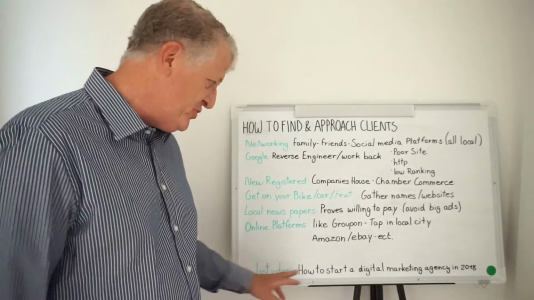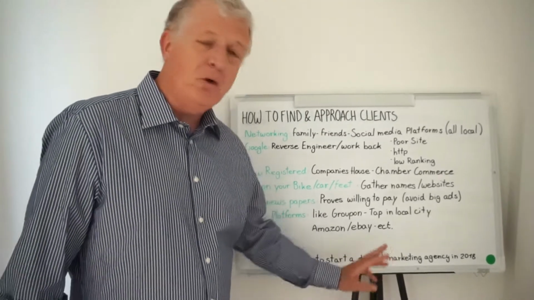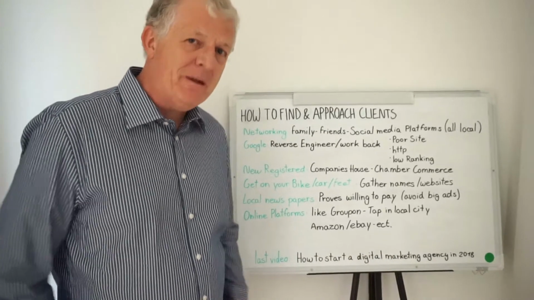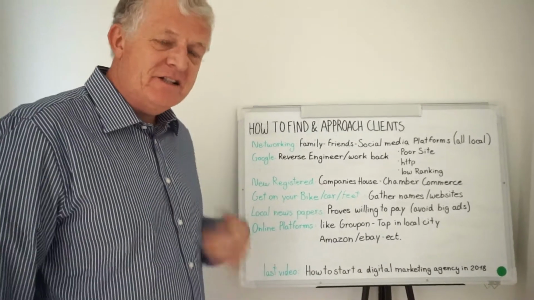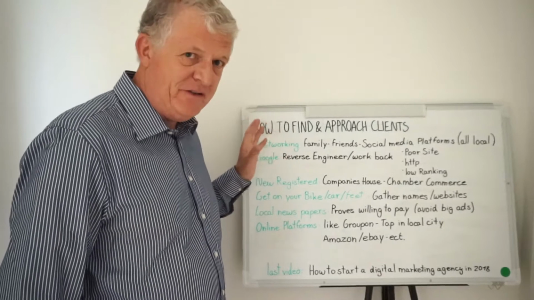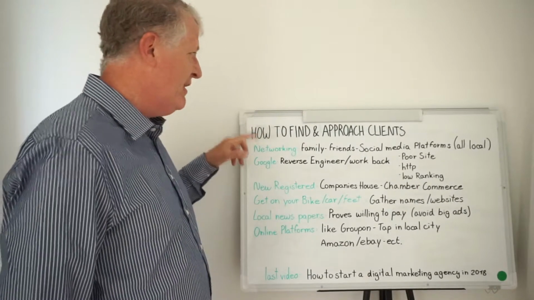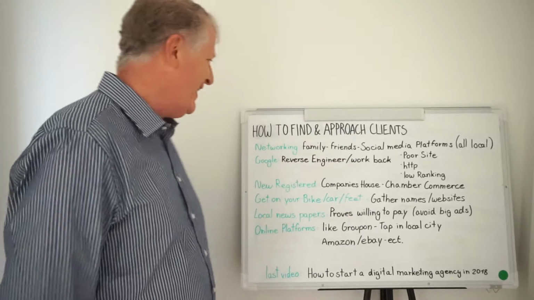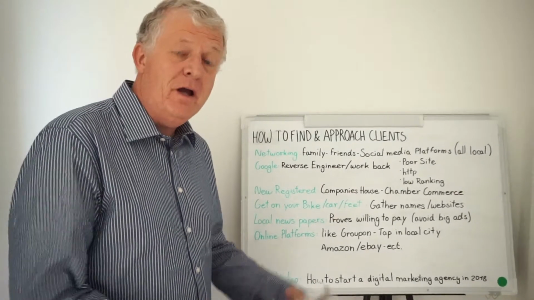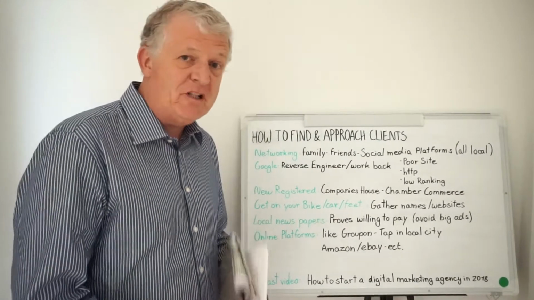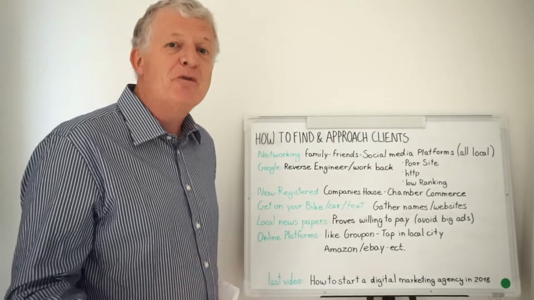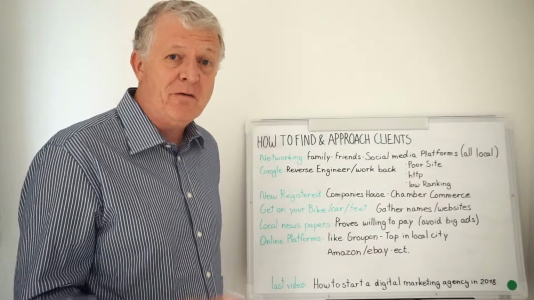So we're going to do part 2 of how to start a digital marketing agency in 2018. And today's topic, we've only got a small blackboard, so we're going to have to do this in 2 sections, but we're going to cover how to find and approach clients. Now this is obviously very important because the sales part of it is what's going to decide how much money you make and how fast you can get going forwards.